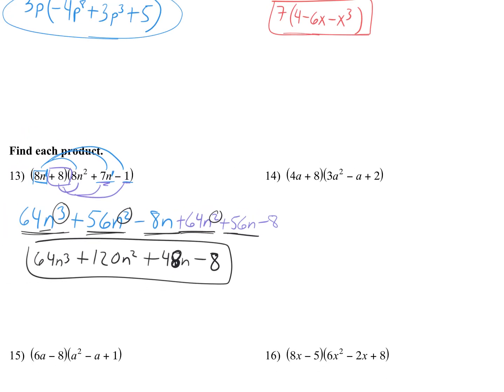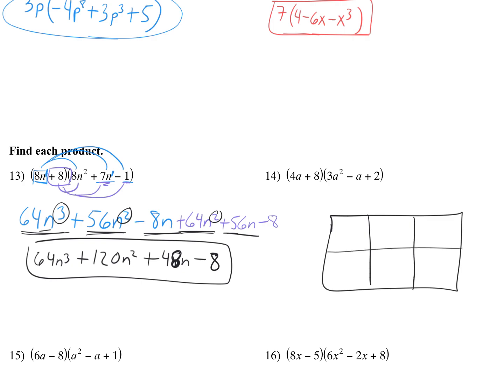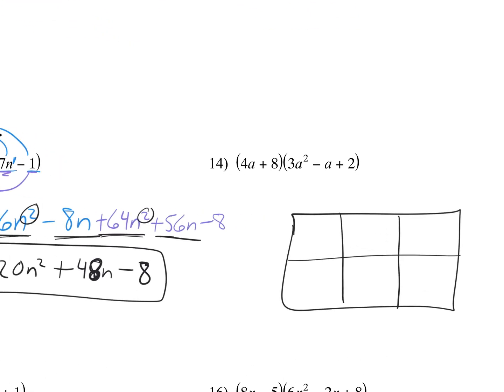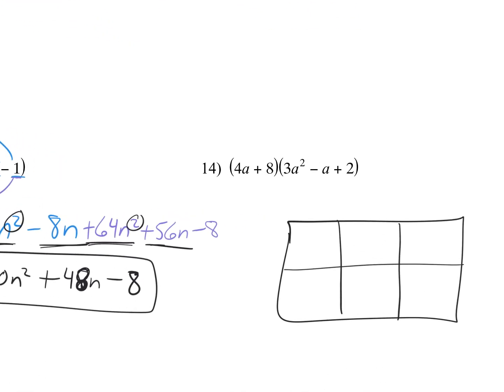I'll do it the other way for this one. So you can do it the other way using the boxes if you like. Over here, if I have a 4a plus 8, those are going to be terms over here. And then my 3 terms are going to be 3a squared, negative a, and 2. So it's going to be 3a squared minus a and a positive 2.